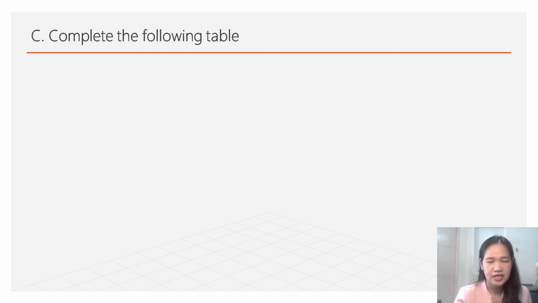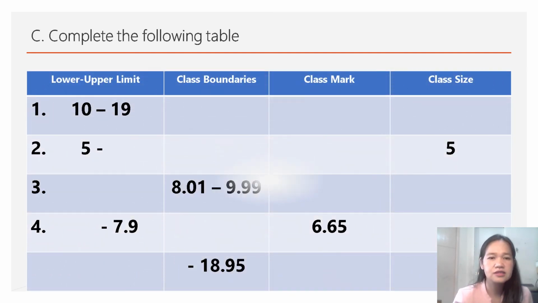And for the last exercise, I want you to complete the following table. Observe carefully, especially the lower and upper limits, because these upper and lower limits are not arranged in order. So you have to do that on your own to get the values of the missing entries. I'll give you 10 minutes to finish this and submit it to the Google Classroom.